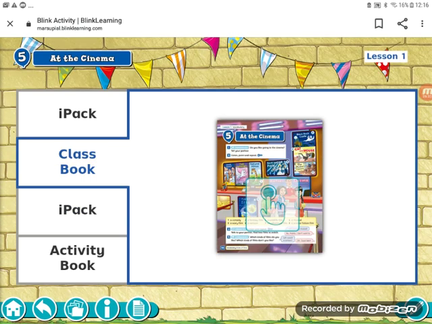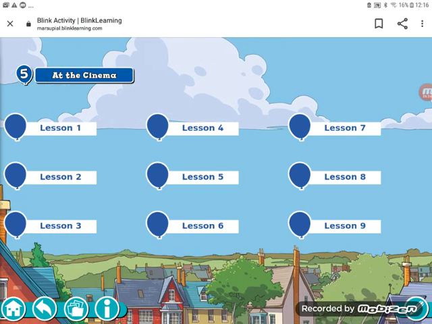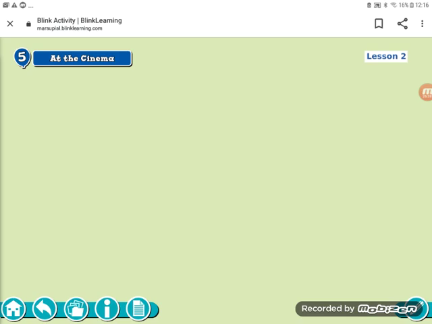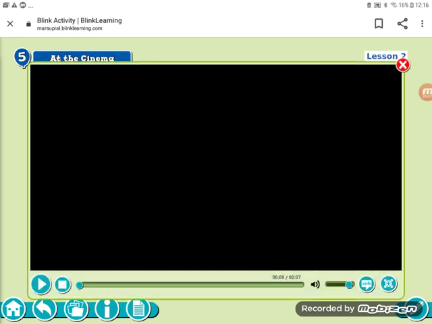Now, let's go. Vamos adelante, chicos. With the song. Vamos allá con la canción, a ver, let's go.